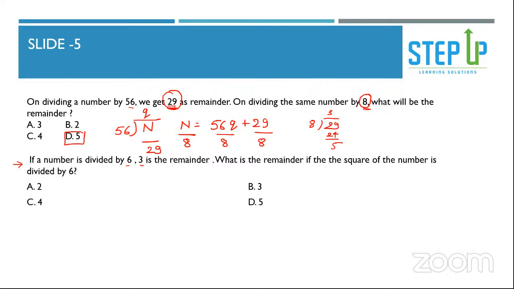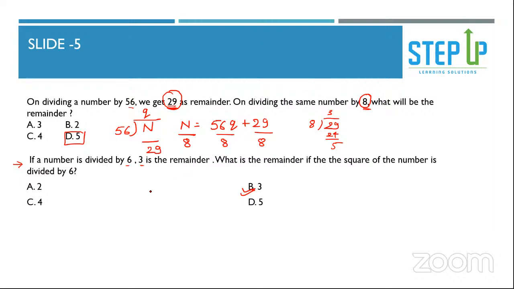The number I found was 9. So the square of 9 is what? 81. When 81 is divided by 6, what's the remainder you will get? 3. You will get 3 as the remainder. Okay. So the answer is 3 for the next one. Okay, Bina, you were answering 3.